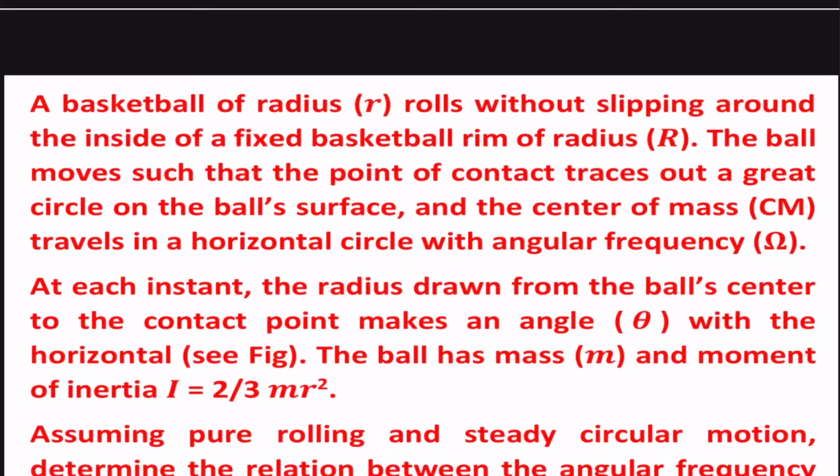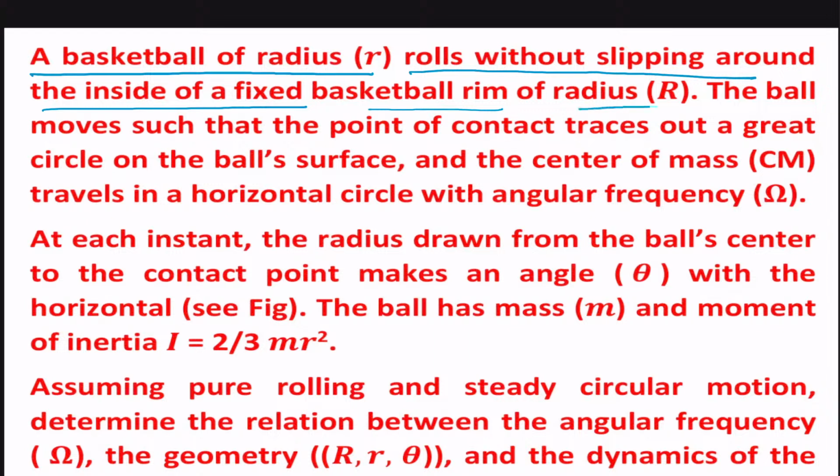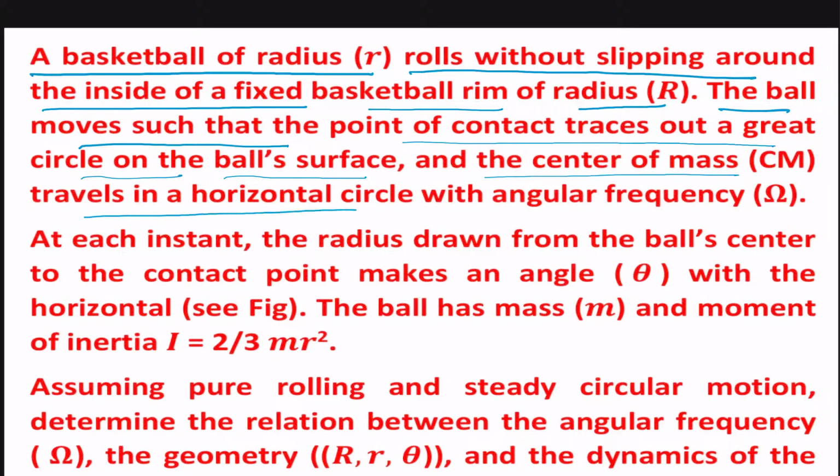So we are going to discuss three questions, and these three questions are from rotational motion. So in the first question, it says that a basketball of radius r rolls without slipping around the inside of a fixed basketball rim of radius capital R. The ball moves such that the point of contact traces out a great circle of the ball's surface, and the center of mass travels in a horizontal circle with the angular velocity of capital omega.